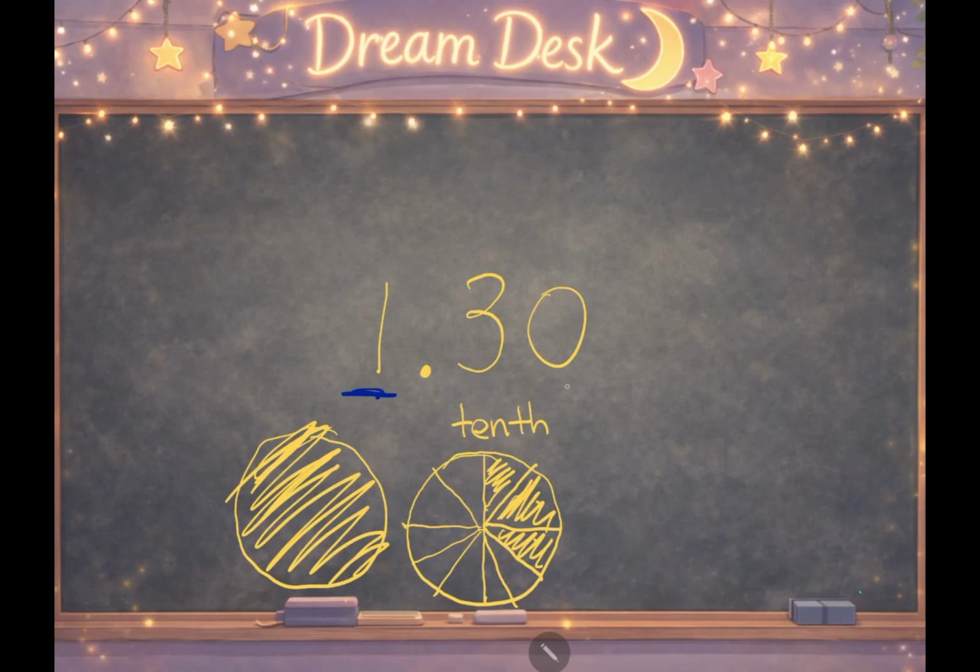Now, let's take a look at this place value here, the one next to the tenth. We call this place value hundredth.